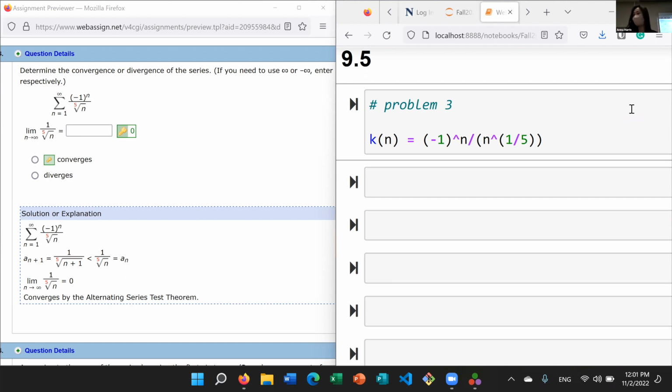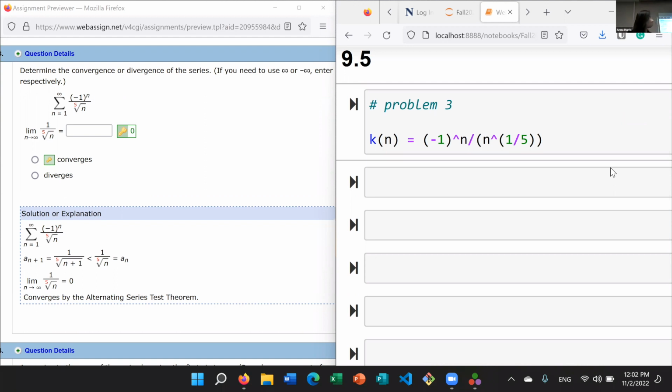This is an alternating series test. What conditions do you have to meet? There are two conditions. The first condition: the limit goes to what? Zero. What's the second condition? Your a sub n plus 1 has to be less than a sub n. So you have to check two conditions, because the theorem says the conditions have to be met. Then you can use the alternating series test.